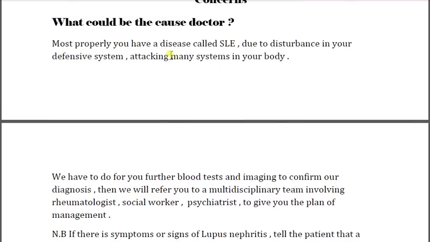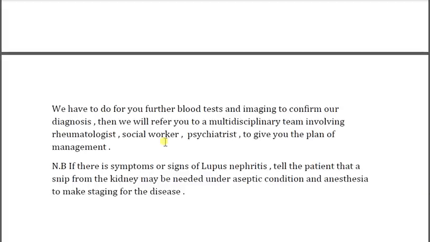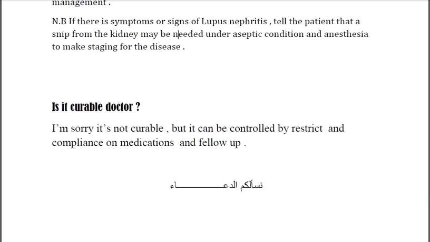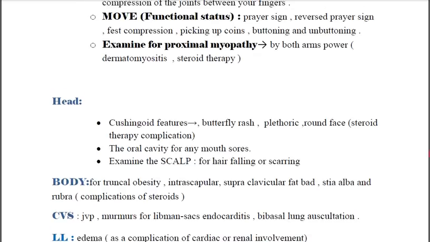What is SLE simply? What you are going to confirm, how you are going to confirm, and what you are going to do for the patient: a blood test to confirm the diagnosis, and also maybe urine analysis, and if the patient has symptoms of lupus nephritis, you can advise that a snip from the kidney may be needed to know how much your kidney is affected by the disease, because every stage has its own treatment. Is it curable, doctor? I'm sorry, it is not curable, but it can be controlled by medication and regular follow-up in the outpatient clinic.